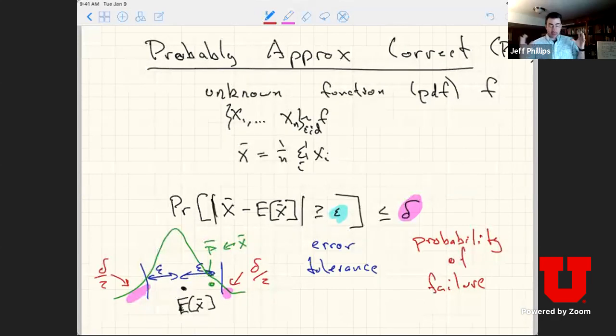Okay, so this is the idea of probably approximately correct. I'm never going to hit the exact expected value, so I allow some error tolerance epsilon, and it's probabilistic, so there's some probability I'm outside this error tolerance. Okay, so this is the form, but I didn't tell you about how to achieve it.